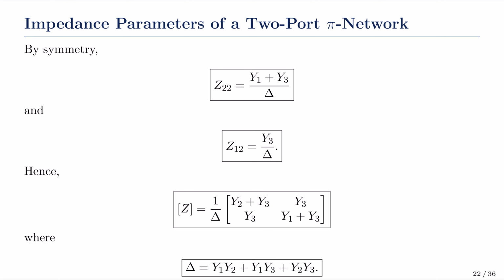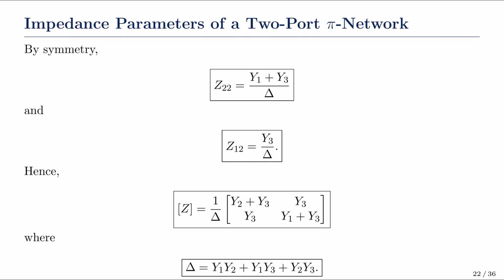Using the symmetry of the pi network, Z22 and Z12 are obtained without repeating the full derivation. Collecting the four parameters produces the complete impedance matrix, which provides a compact mathematical description of the network.